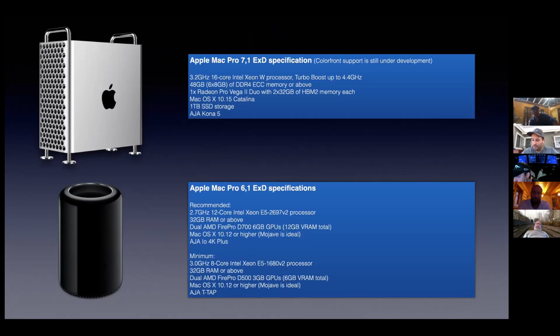And currently, we fully support the trash can, the 6.1. And you should have a minimum of an 8-core proc with the D500 cards, but we would prefer that you were running a 12-core proc with the D700 cards. And performance is very good. And there you'll use a Thunderbolt I/O, either an I/O 4K Plus or an AJA T-Tap. It will work with Blackmagic I/O, but we strongly prefer AJA. We have a lot of integration with AJA and a lot of controls in the video preferences tab that are specific to AJA products.